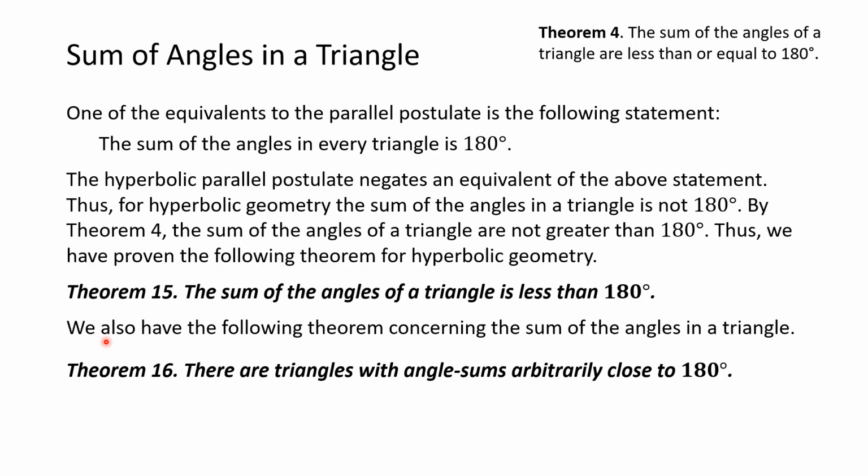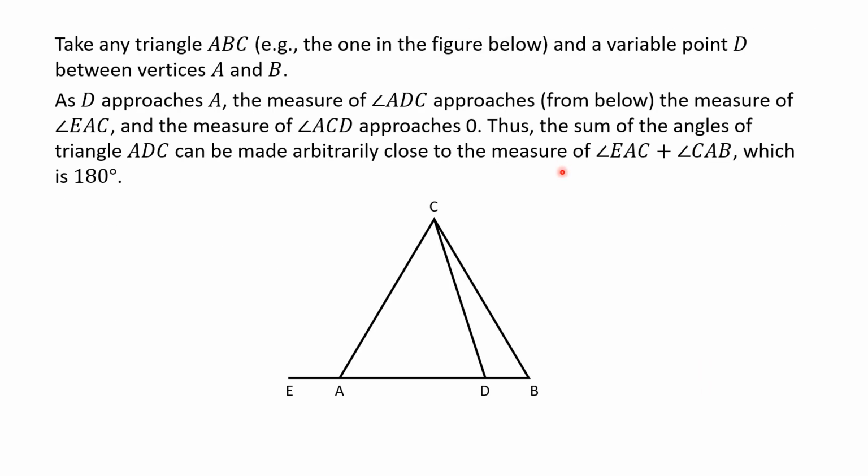We also have the following theorem, which is even more surprising. There are triangles with angle sums arbitrarily close to 180 degrees, but not equal to it. And we'll show that in the next slide. Let's prove the theorem from the previous slide, that we can get arbitrarily close to 180 degrees for the sum of the angles in a hyperbolic geometry triangle.